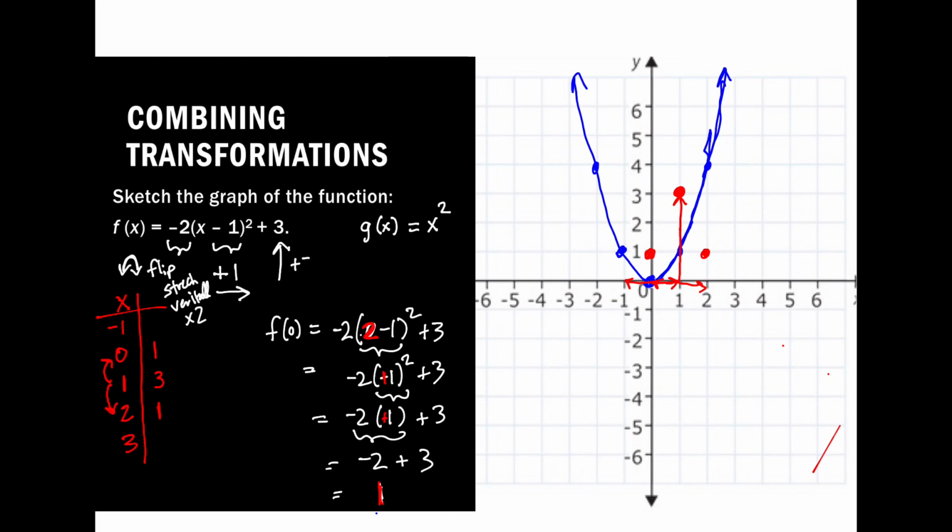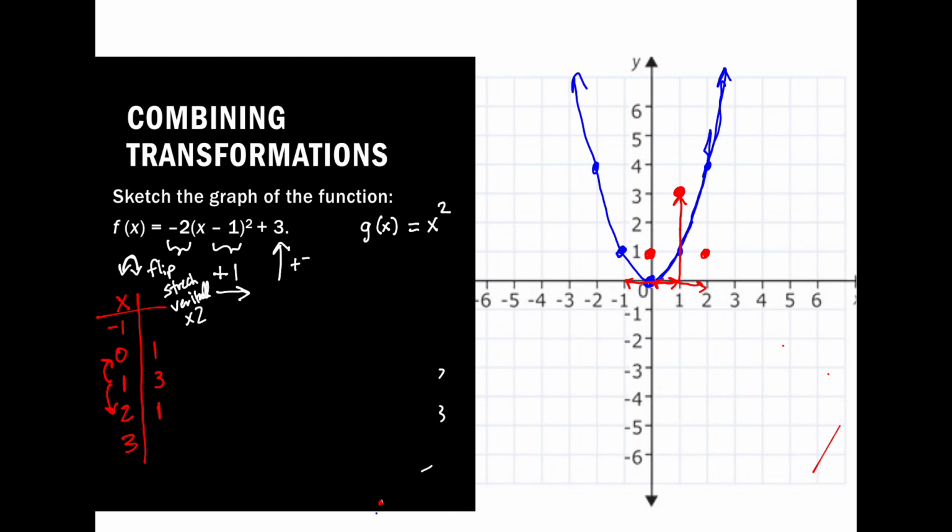And now let's go to negative 1. And with that, I'm going to start over here, just because I've got limited space.